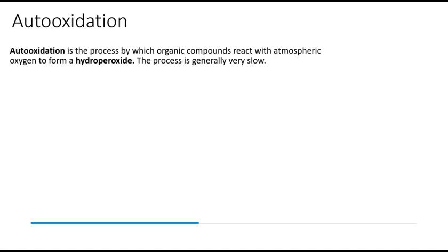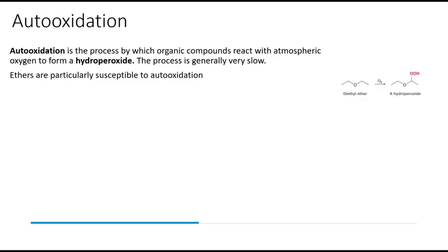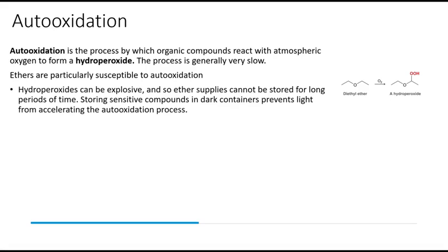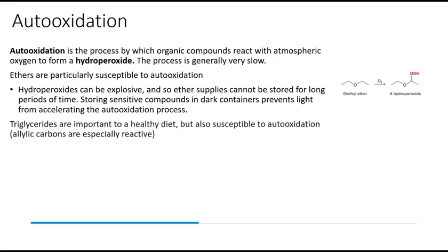Autooxidation is the process by which organic compounds react with atmospheric oxygen to form a hydroperoxide. This process is generally very slow. Ethers are particularly susceptible to autooxidation. Diethyl ether can form a hydroperoxide in the presence of oxygen. Hydroperoxides can be explosive, so ether supplies cannot be stored for long periods of time. Storing sensitive compounds in dark containers prevents light from accelerating the process.